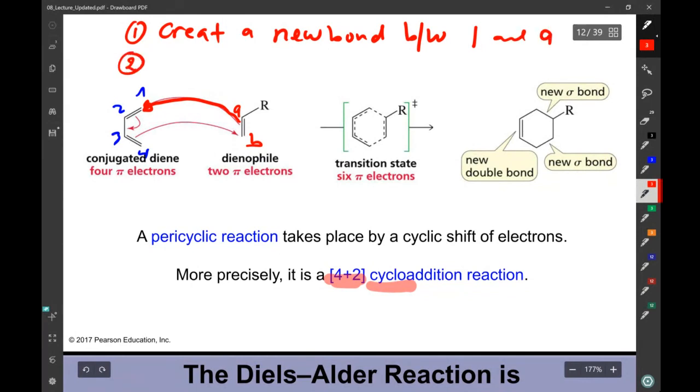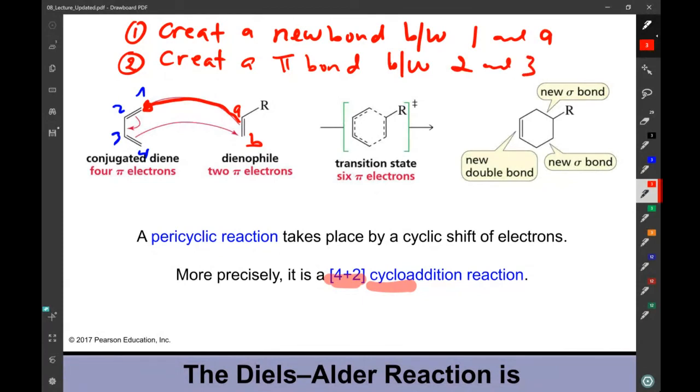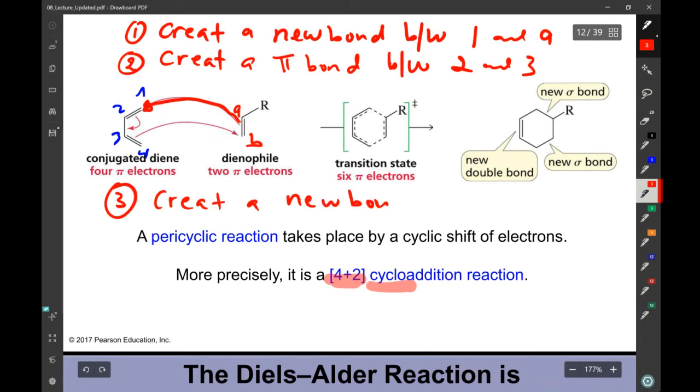The second observation is that you create a new pi bond between carbon 2 and carbon 3. You can observe that. Look at the product. And then the third observation I want you guys to note is that you create a new bond between carbon 4 and carbon B. Those are the 3 observations that I want you guys to see.